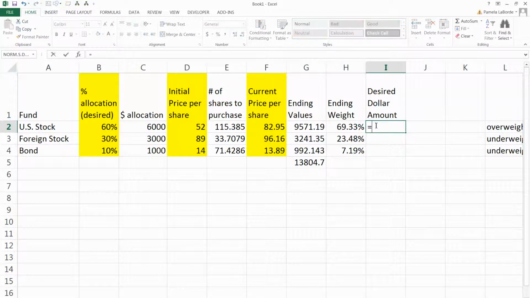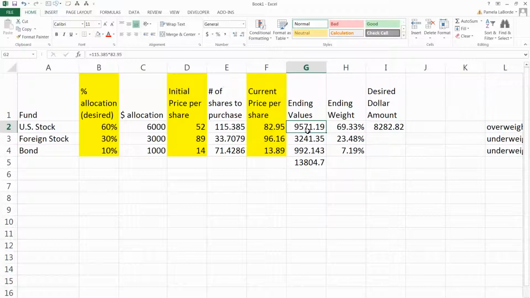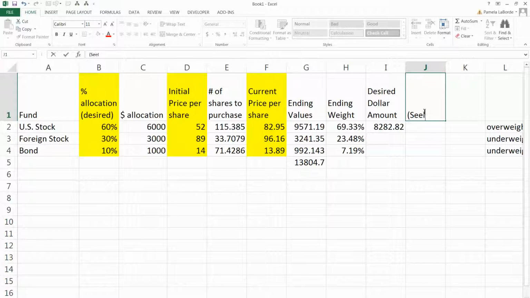So what I'm going to do is take the 60% desired weight in US stocks, multiply it by the ending value or total current value of my portfolio, which is 13,804.7. I want to have only 60%, which translates to $8,282, but I have $9,571 in it. So basically I'm going to have to sell or buy. I'll put sell as a negative number, or I'll put it in parentheses. I'll put buy as a positive number.